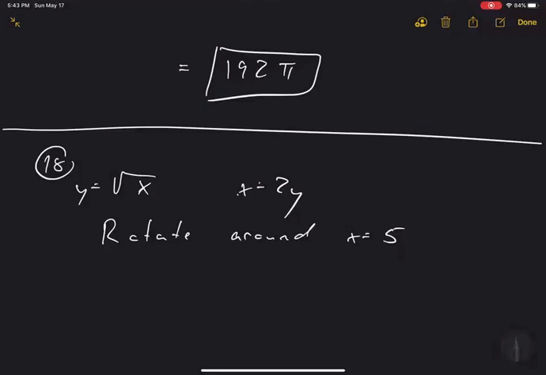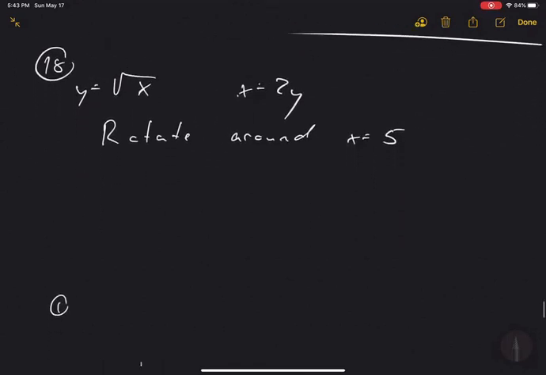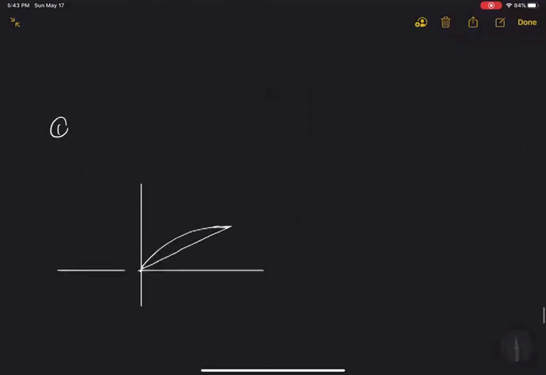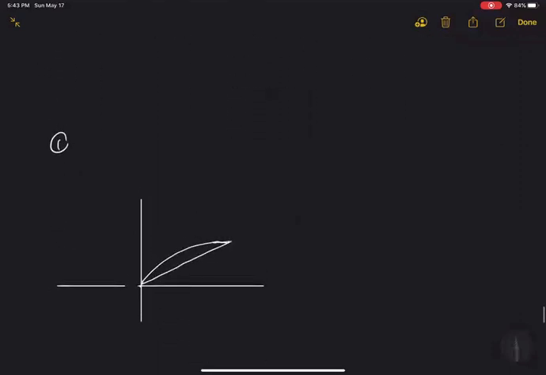So let's try and do number 18 from the book. Let's start with the 2D region enclosed by y equals square root of x and x equals 2y. Then let's rotate that region around x equals 5. The 2D region should look something like this.